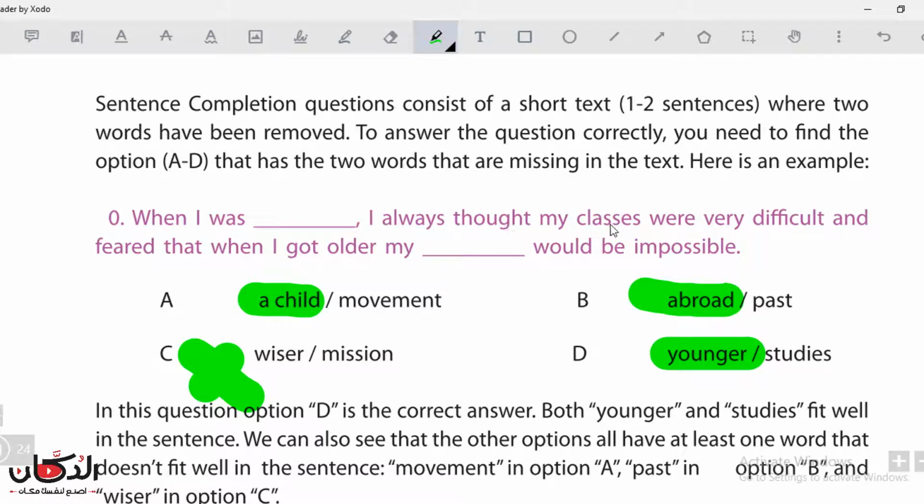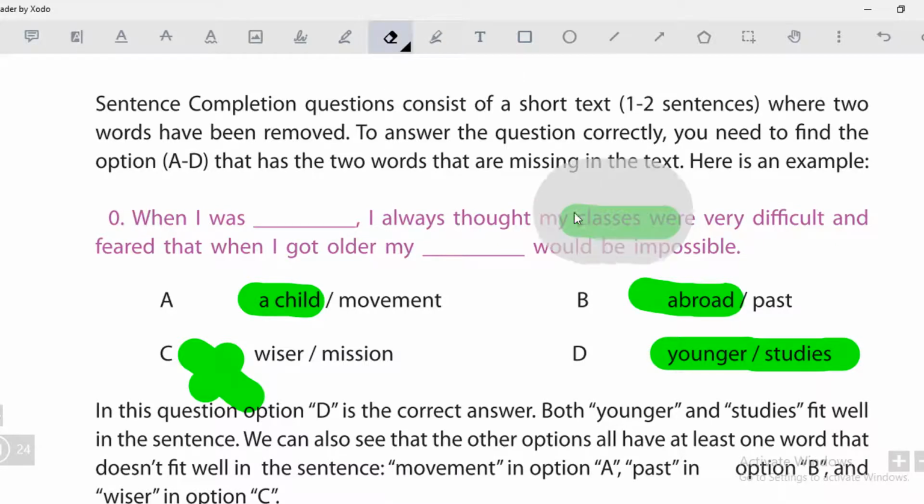I always thought that my classes... So which one is related? Now I'm looking at the second part, the second word, which is related to classes. So it's studies. You are right. Okay. The answer is D.